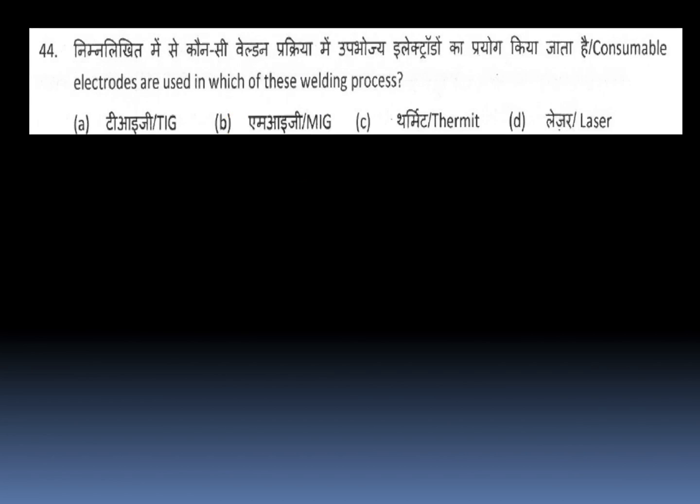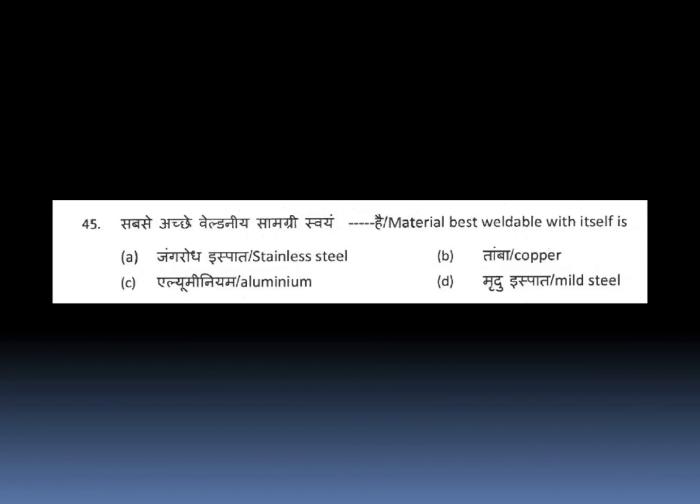Consumable electrodes are used in which of these welding processes? TIG welding, non-consumable electrode; MIG welding, consumable electrode, in the form of wire, filler wire we are giving. Material best weldable with itself is mild steel.